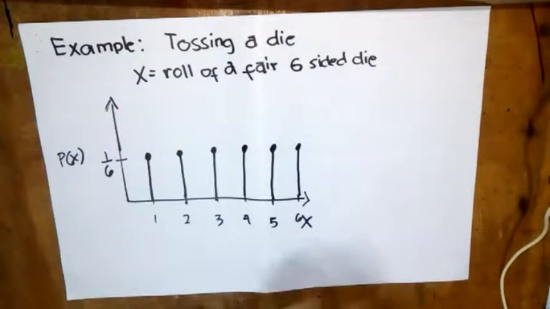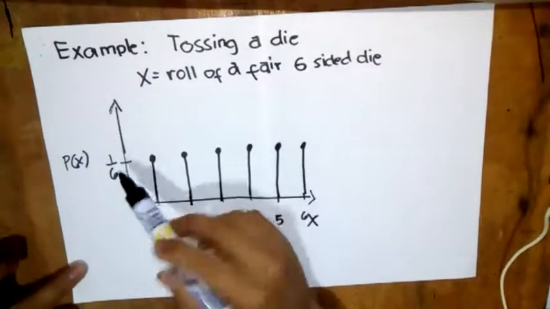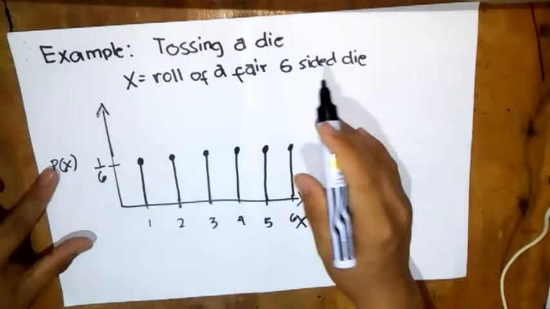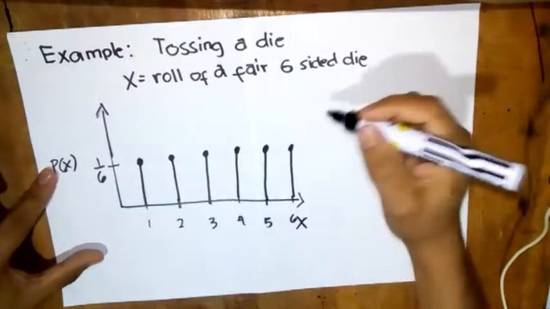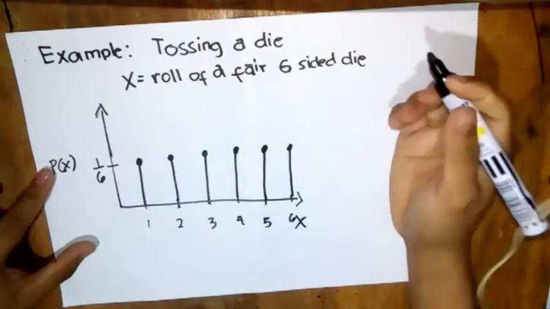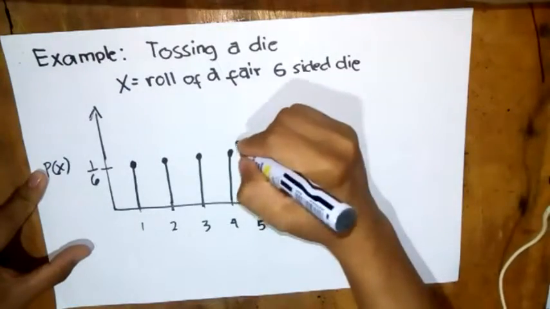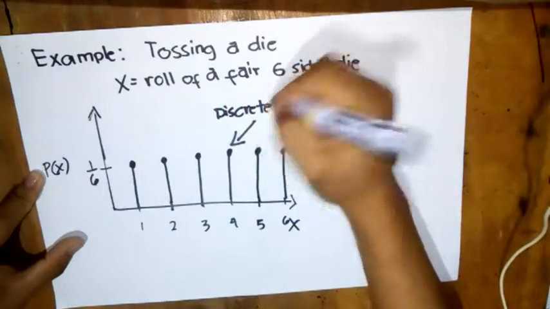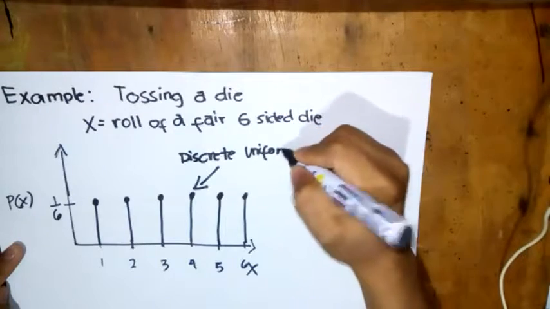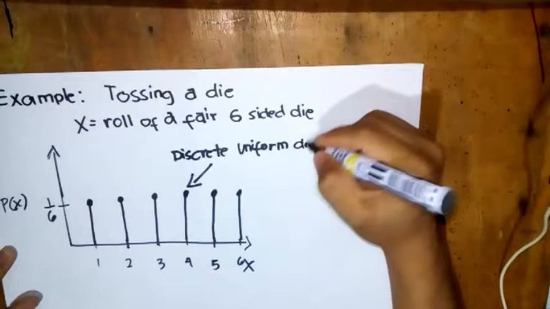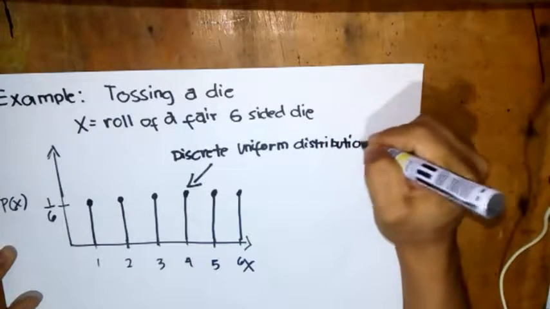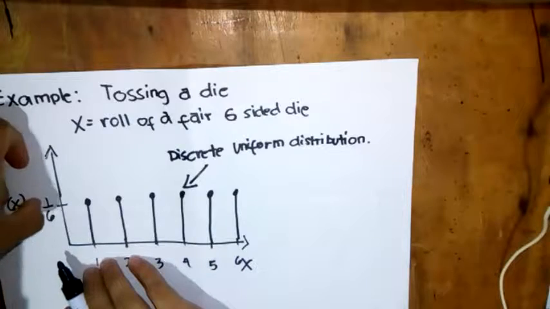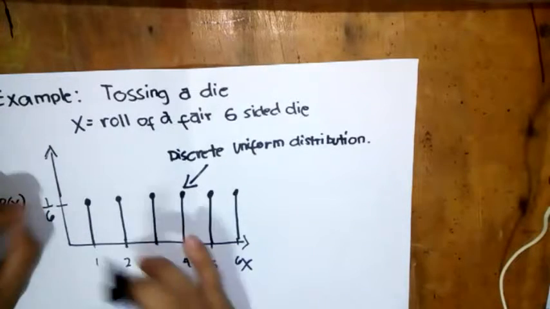So if you have a probability distribution where every outcome is equally likely like this one, then you are dealing with a uniform distribution. It can be continuous or discrete, but in this case, this is a discrete uniform distribution. So if the question is when does a discrete uniform happen, then the answer is when all of the outcomes are equally likely. So very easy.